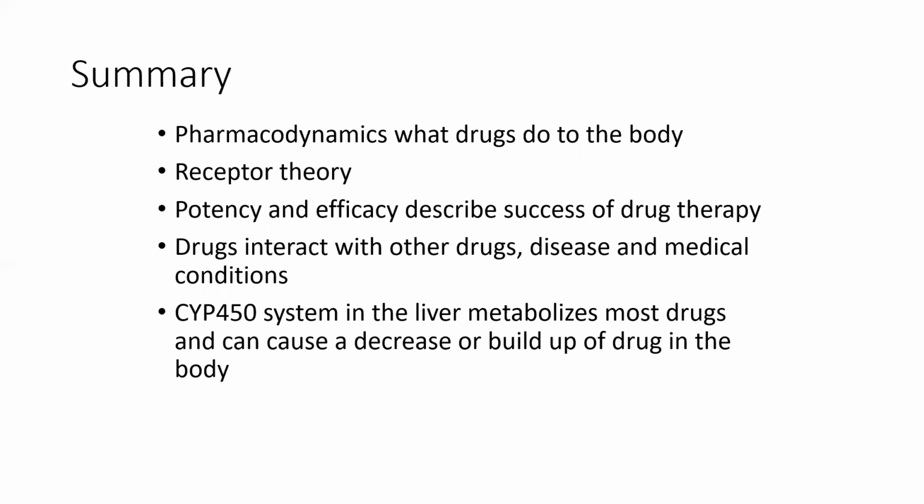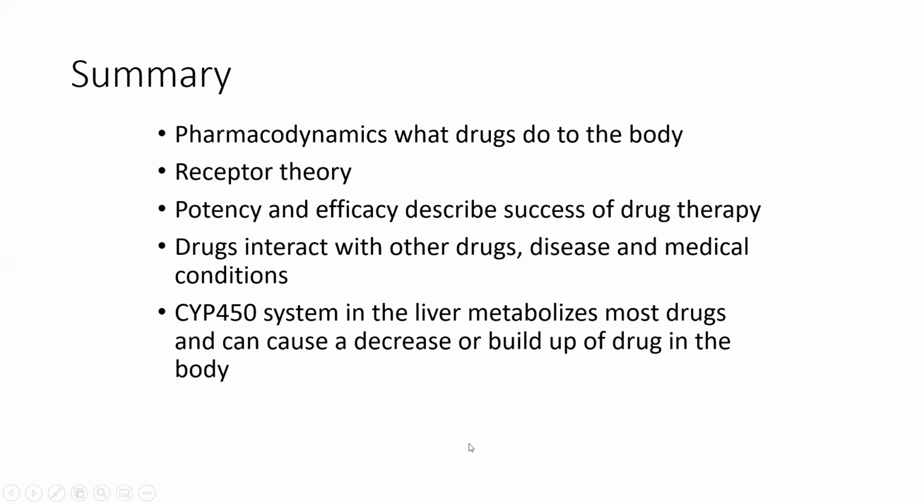Summary for this whole chapter: pharmacodynamics is what the drugs do to the body, along with receptor theory, potency and efficacy, which describe the success of drug therapy. Drugs interact with other drugs, diseases, and medical conditions. The CYP450 system in the liver metabolizes most drugs and can cause a decrease or buildup of drug in the body. This is all about the chapter.